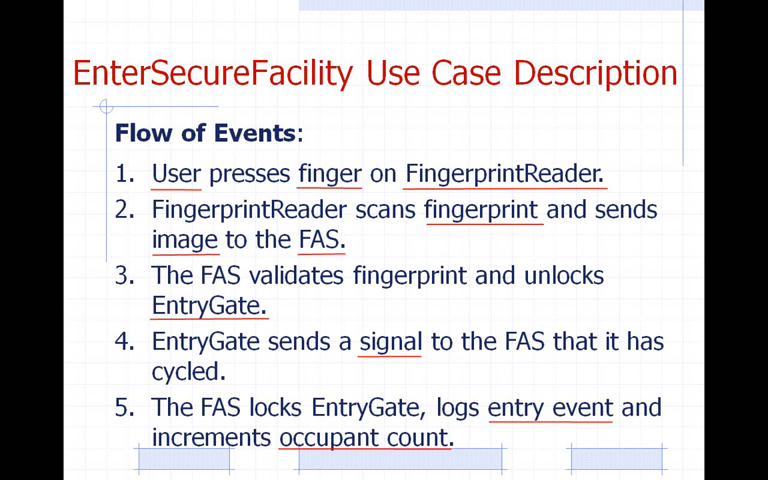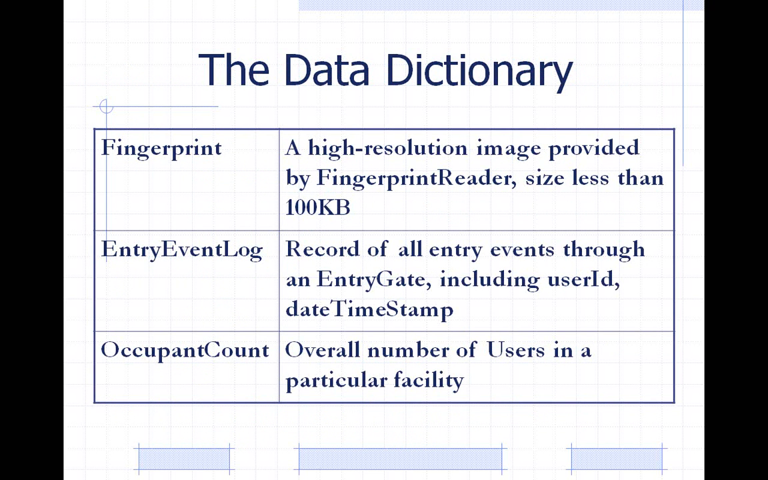Among the identified objects, the user, fingerprint reader, FAS, and entry gate are the actors or the boundary systems, which we do not need to model in the requirements analysis. So finally, the identified objects are fingerprint, image, signal, entry event, and occupant count. We need to come up with a data dictionary to explain the objects. For example, the fingerprint is a high-resolution image provided by the fingerprint reader. The size should be less than 100 KB.